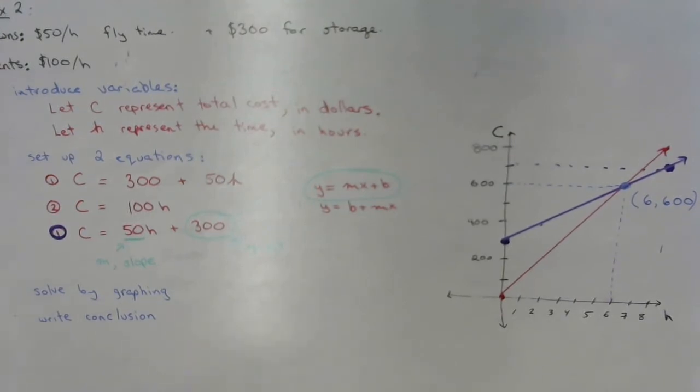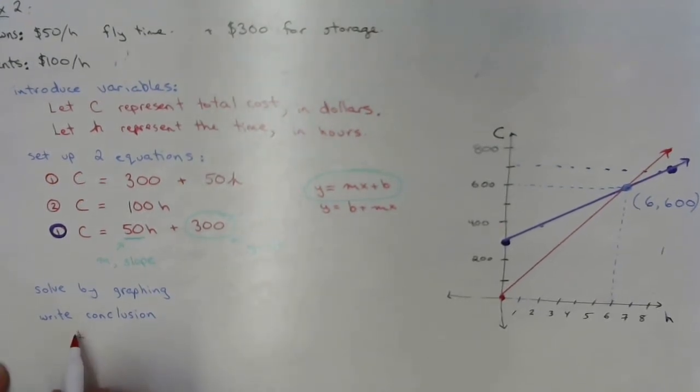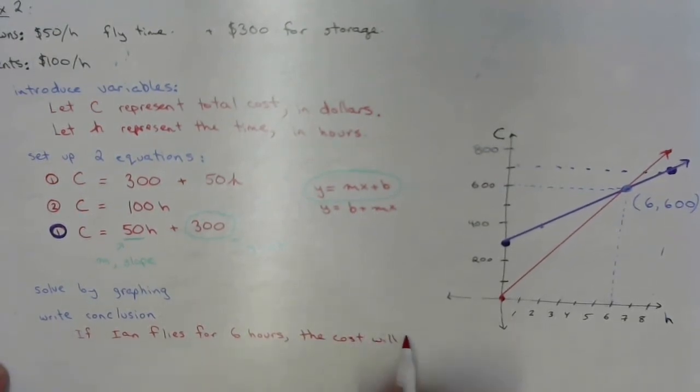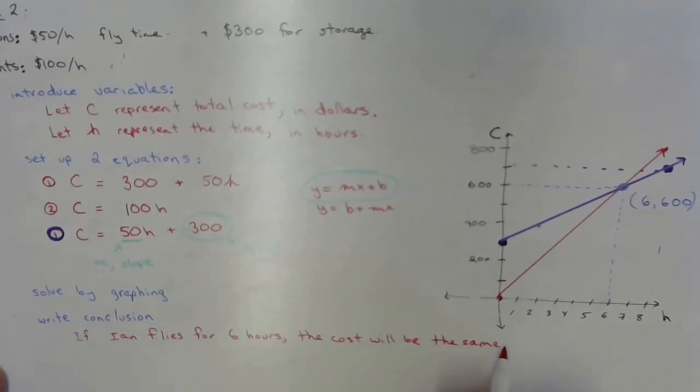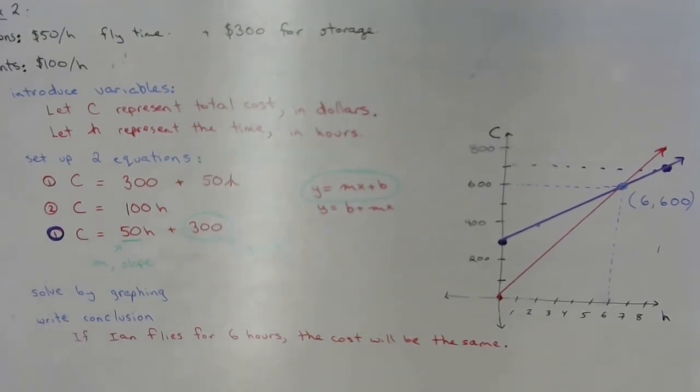Maybe we need to go back to the question. The question is, how many hours will Ian have to fly each month so that the cost of renting is the same as the cost of owning his own? So after 6 hours of flying, the cost will be the same. If Ian flies for 6 hours, the cost will be the same. Okay, so we write a concluding statement as our final step.